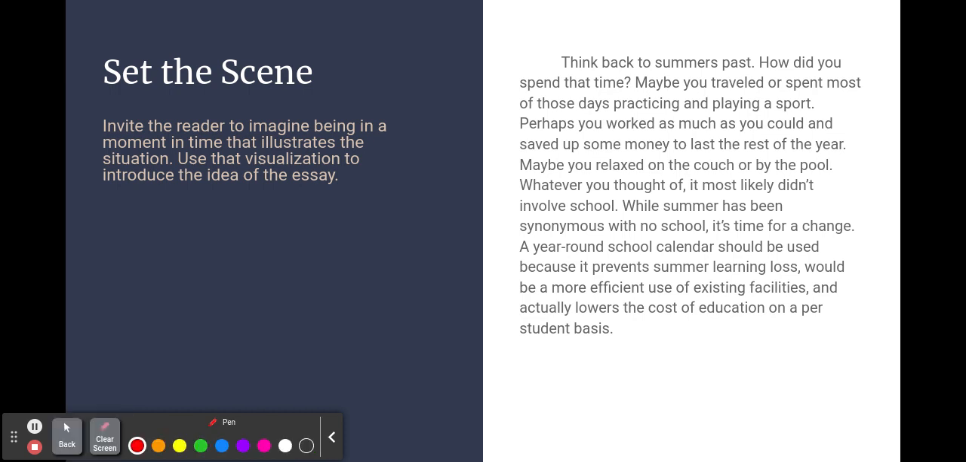So again, we're setting the scene. So we might say something like, think back to summers past. How did you spend that time? Maybe you traveled or spent most of those days practicing and playing a sport. Perhaps you worked as much as you could to save some money for the year. Maybe you relaxed on the couch or by the pool. Right, those are typical summer activities that people do. So you're trying to invite your reader to think back to that and sort of envision what they did during the summer. And then again, because we're arguing against that, right? So now we have to mention that we have a different idea for summer because we're arguing for year-round school here. So we're setting the scene one way, and then we're going to try to get them to envision a different thing.